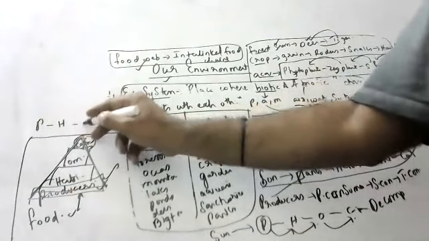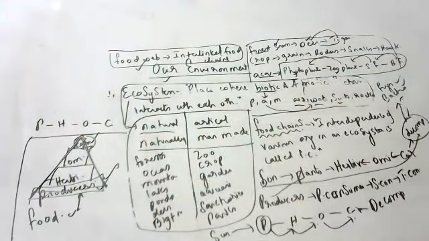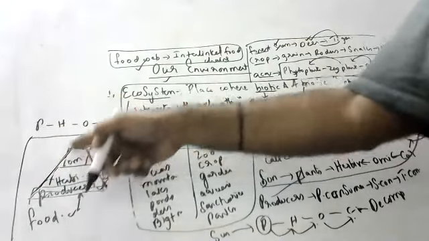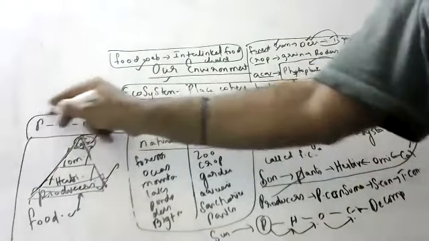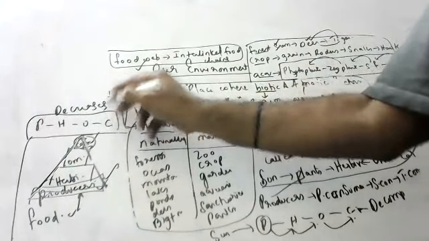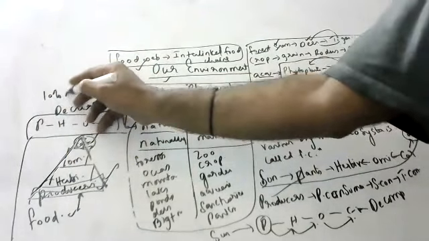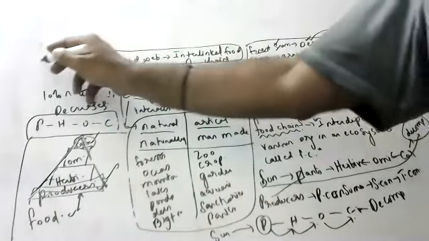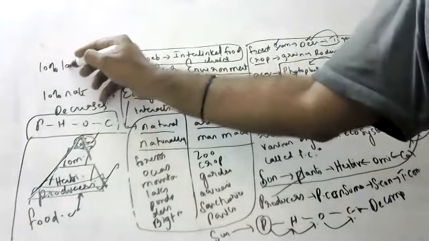As you go up, producers are eaten by herbivores, herbivores are eaten by omnivores, omnivores are eaten by carnivores. As you go up in the food chain, does energy increase or decrease, children? Decreases. It decreases at a 10% rate, and that is famously called the 10% law. 10% law, very very important, children.